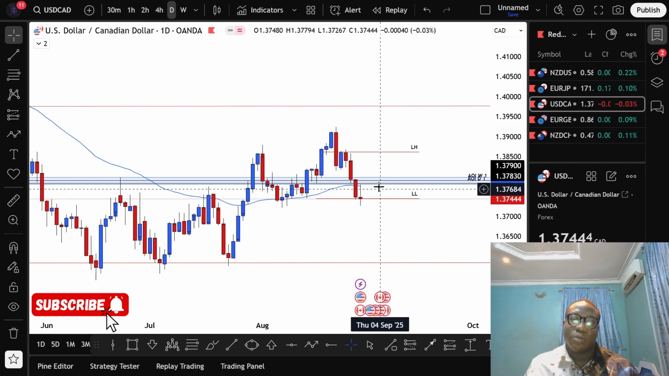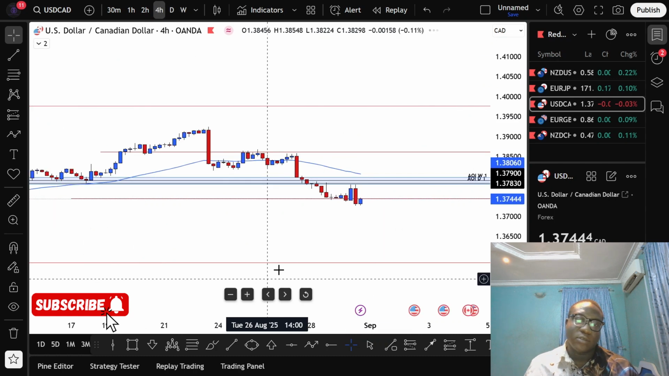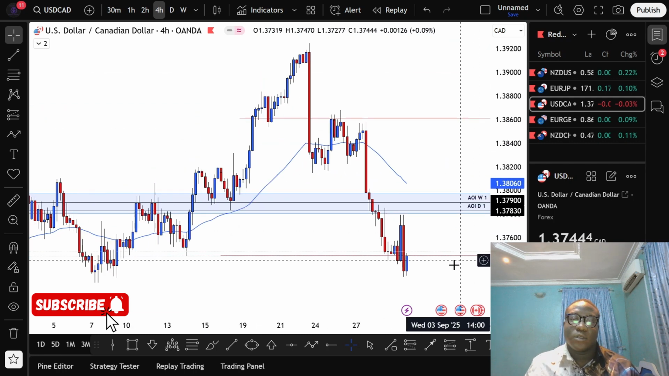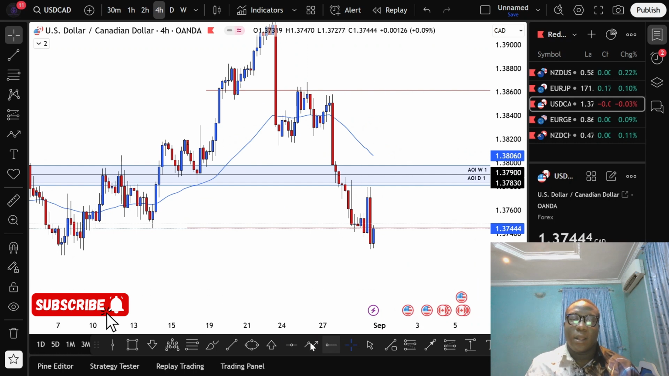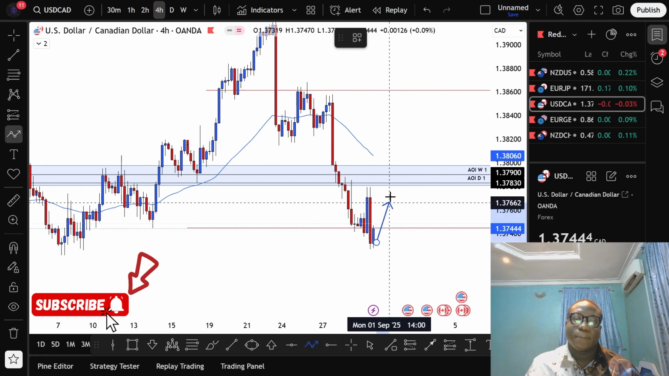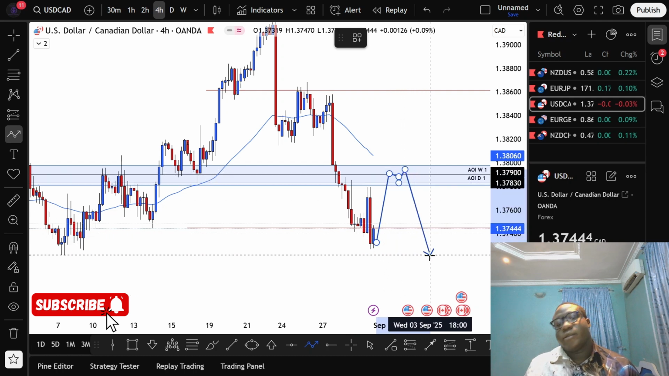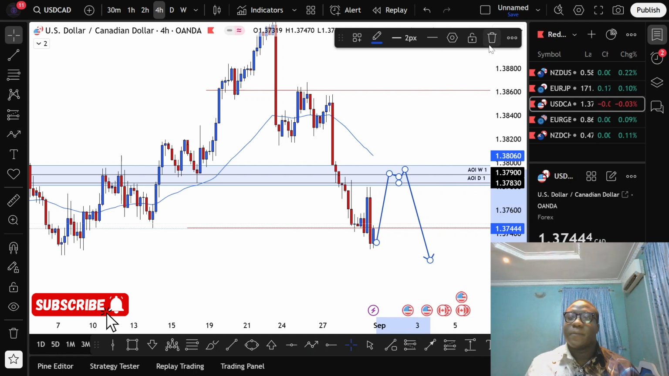Basically, I'm waiting for a pullback into our area of interest. If you go down to the 4-hour time frame, I'll be looking for something like this: for the market to give us a retracement into this area, give us our entry signal to then take the sells to the downside.